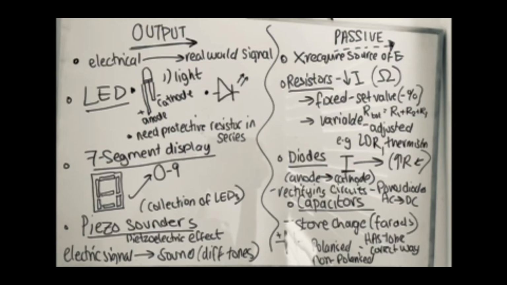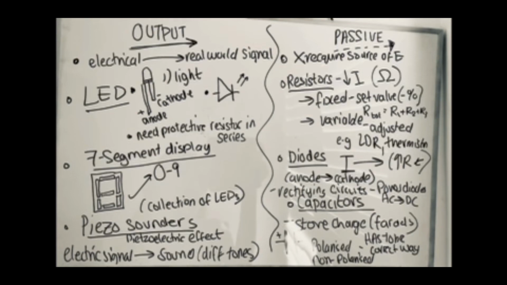Now moving on to the passive devices. So firstly, resistors. Resistors work to decrease the current and it's measured in ohms. There are two types of resistors. You've got the fixed resistor, which is set at a value within a percentage tolerance. In order to get a total resistance, you need to include multiple resistances in series. And then you've got the variable resistor, which can adjust its resistance. You can see this in LDRs, which adjust their resistance based on the light intensity, and thermistors, which adjust their resistance based on the temperature.